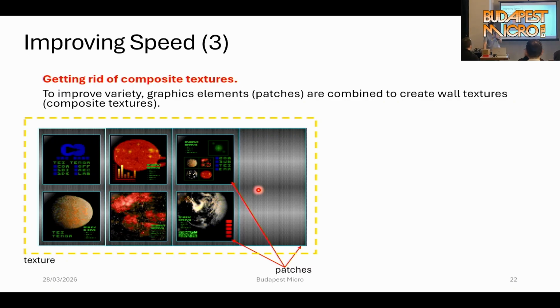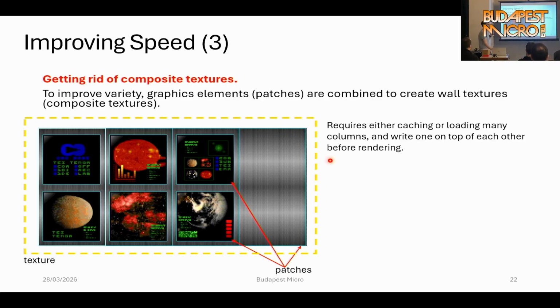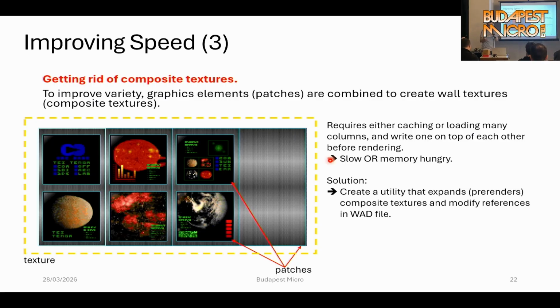The solution that is used, for instance, in the GBA port is to use a cache to avoid all this overhead. But of course, we don't have enough RAM, so we would have to do all this operation every time, which is very costly in terms of speed. The solution is that I have created a tool that pre-renders all the composite textures into a single-patch texture, and they are saved in the WAD file.